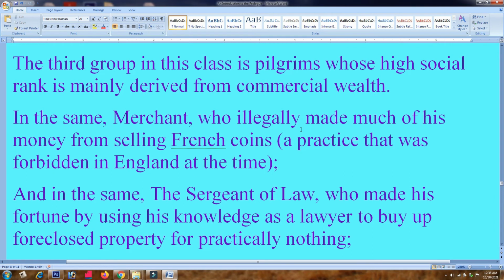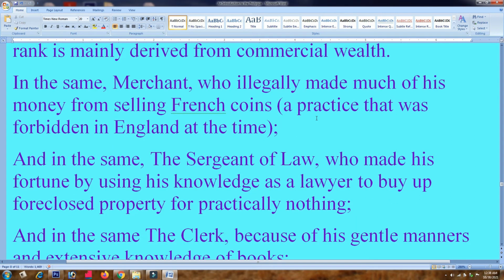In the same group, the merchant illegally made much of his money from selling French coins, a practice that was forbidden in England at the time. And in the same way, the sergeant of law made his fortune by using his knowledge as a lawyer to buy up foreclosed property for practically nothing.